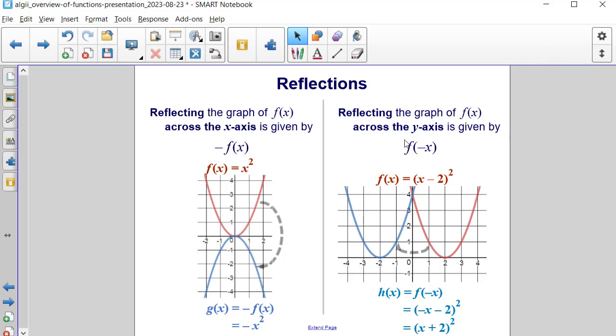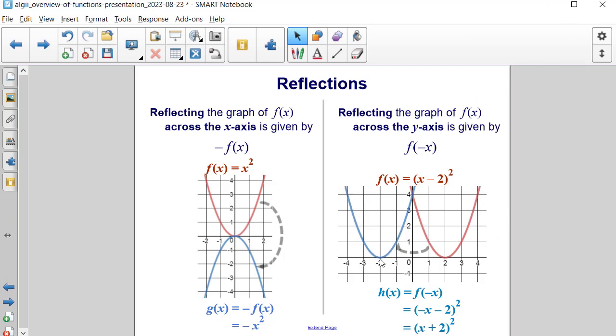Functions can also be reflected across the y-axis. And if we reflect f of x across the y-axis, it will become f of negative x. So if our original function is f of x, which is equal to the quantity x minus 2 raised to the second power, we would reflect it across the y-axis, and the original x value would be replaced by a negative x value. So we would have negative x minus 2 squared, which will produce this blue graph.